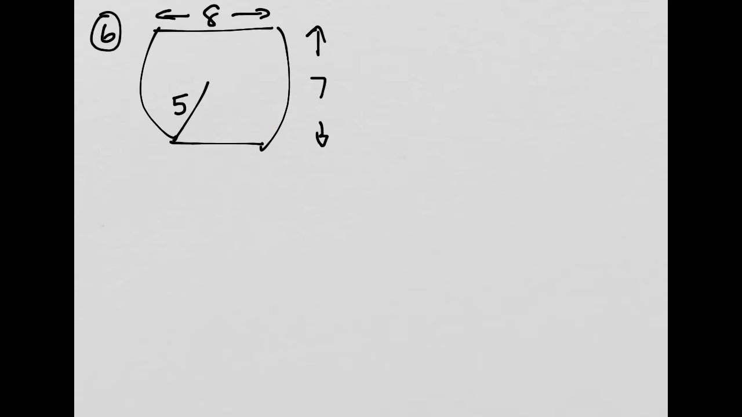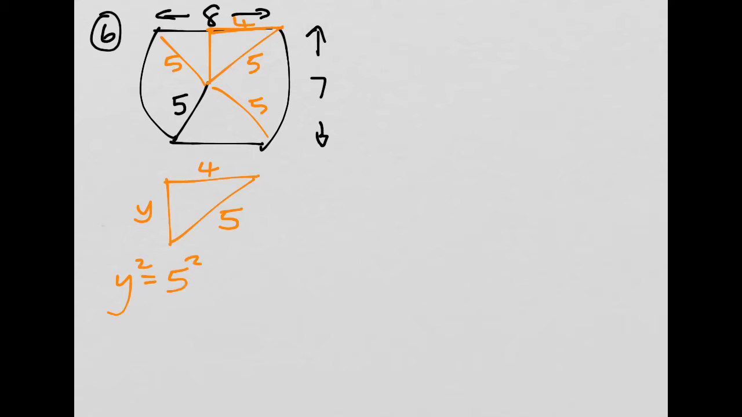Question 6, I think we've seen this one before. The radius is 5, so we can put them in. There's another 5, there's another 5, there's another 5. We know that this distance along the top here is 8, so halfway along is going to be 4. So if I take that triangle, that distance is 5, that distance is 4, and let's say I work out this distance here, y. Pythagoras would say that's 5 squared, take away 4 squared, 25, take away 16, which is 9, and the square root of 9 is 3.